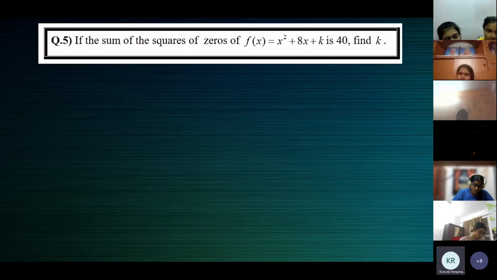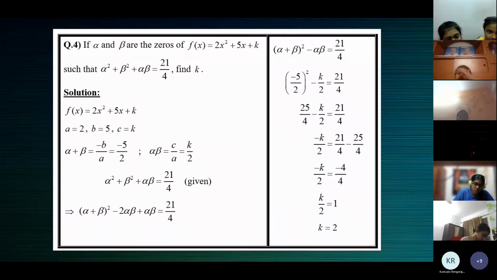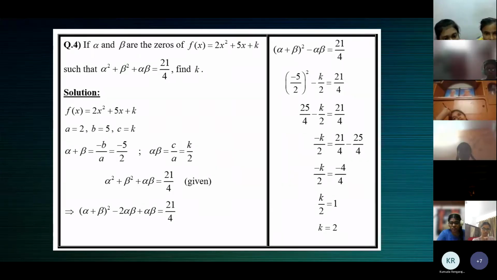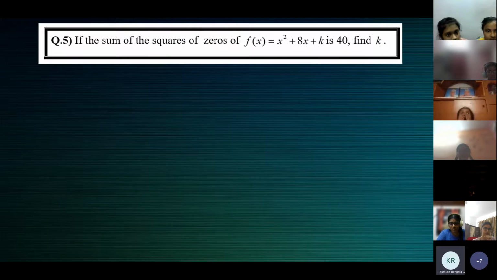If the sum, see a PDF, ma'am. You cannot see my screen? Hey, what happened, children? Unable to see. We can see, ma'am. Now it's visible, ma'am. All right. There's the next question.